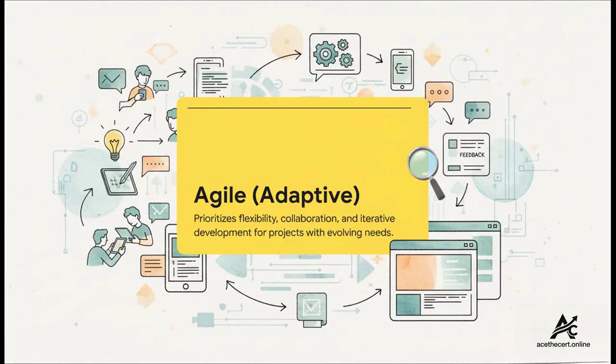Now, on the complete other end of the spectrum, you've got Agile. Think of this like developing a brand new mobile app. You have an idea, but you don't know exactly what users will love, so you build a working version in a short cycle, we call them sprints, get it out there, gather feedback, adapt your plan, and do it all over again. Agile doesn't just tolerate change, it expects and embraces it.